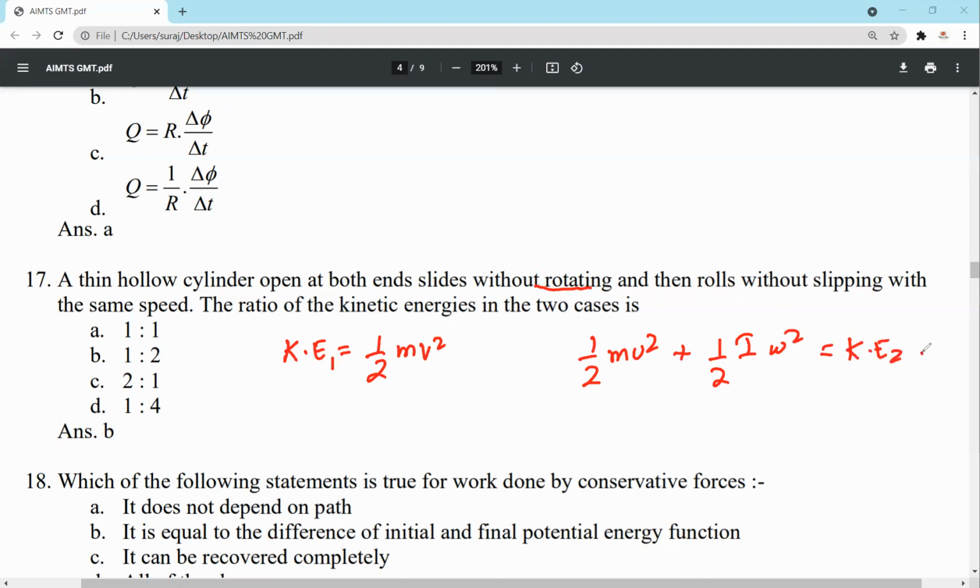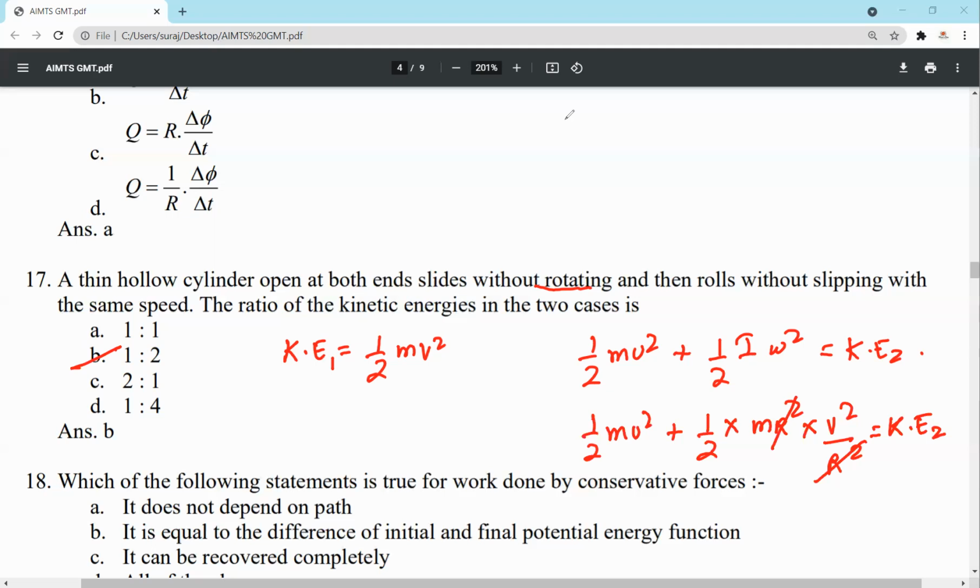Ratio of kinetic energy in the two cases. Here I is what? Mr square, since it is a hollow cylinder. V is equal to R omega, so omega is equal to V by R. So half mv square plus half mr square into V square by R square. R square cancels. KE2 equals half mv square plus half mv square, that means twice the kinetic energy, right? So the ratio should be 1:2.